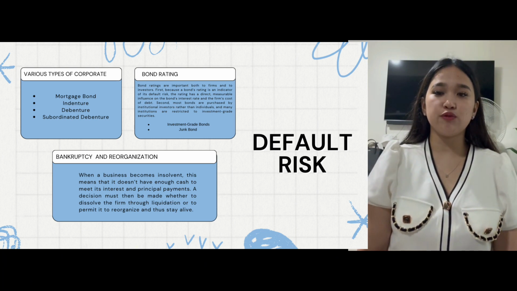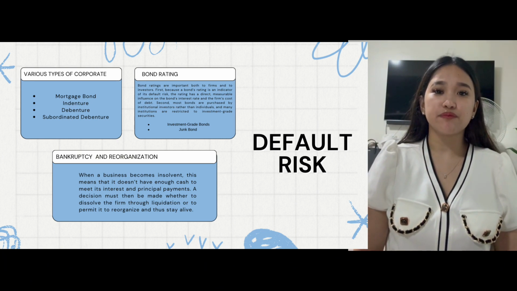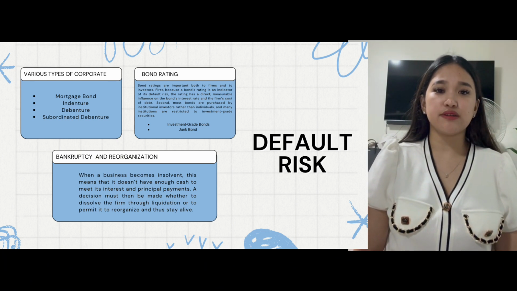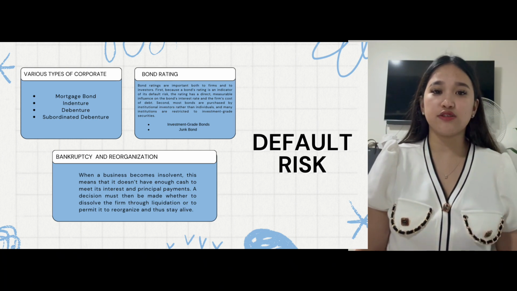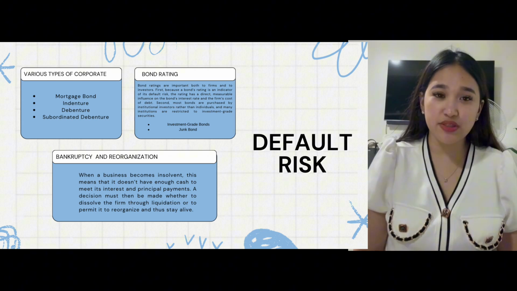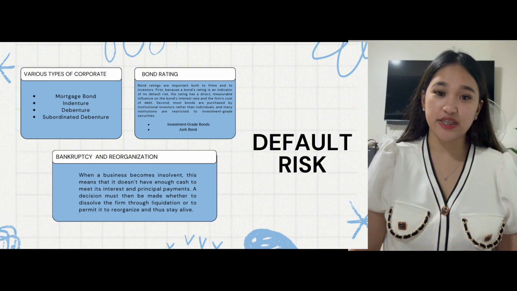So here we have two bond ratings. The first one is investment grade bonds. This is a bond rated triple B or higher. Many banks and other institutional investors are permitted by law to hold only investment grade bonds. The second one is the junk bond. The only meaning here is a higher risk, higher yield bond.